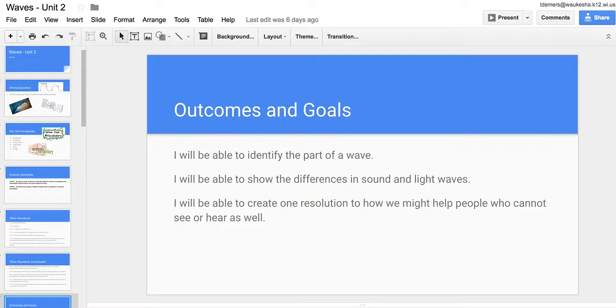Your outcomes and goals for this unit are going to be, you'll be able to identify the parts of a wave, which you should have a very good understanding after the first week. You'll also be able to show the differences in sound and light waves. And lastly, you'll be able to create one resolution to how we might help people who cannot see or hear well. So this is the real-world connection in which you're going to think about a way in which you could help people.